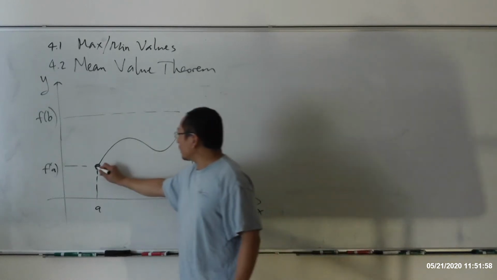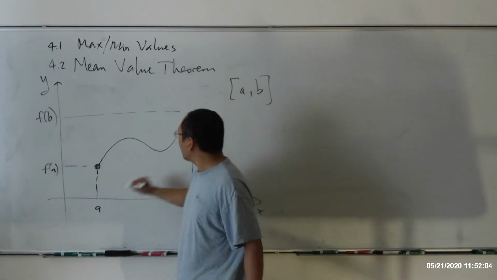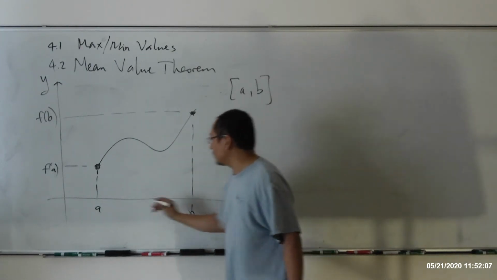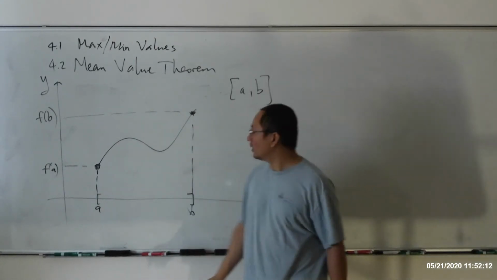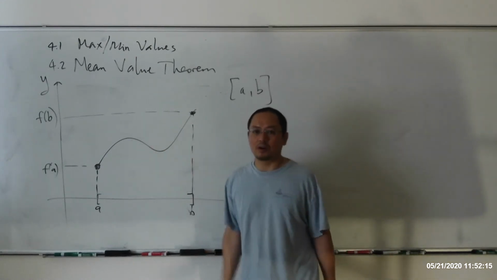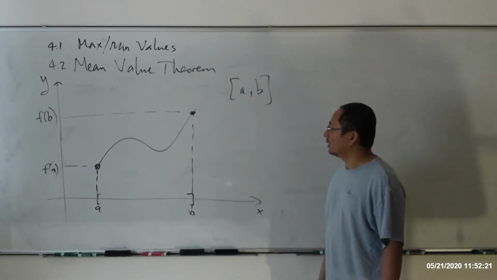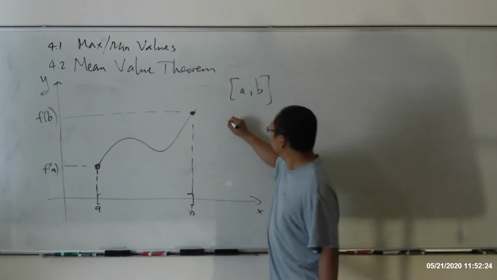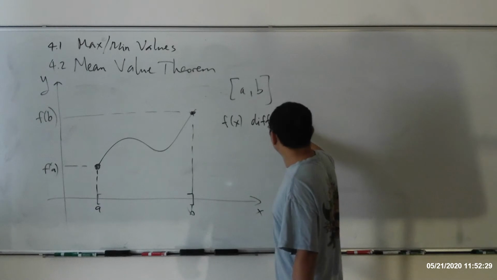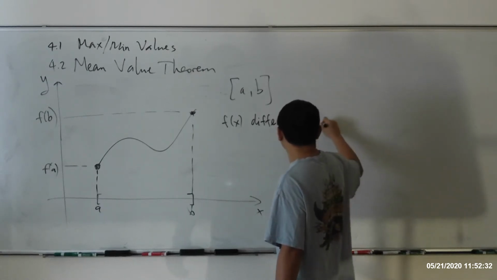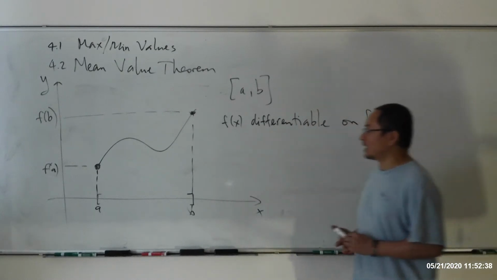If you have a function on a closed interval from A to B, you see that we have two endpoints, A and B, both solid dots. So we have a closed interval from A to B. And the function, of course, is going to be continuous and differentiable, so a smooth function. You can take the derivative anywhere on the curve from A to B. Differentiable means that you can take the derivative. Differentiable on AB. So this is the setup for the theorem.